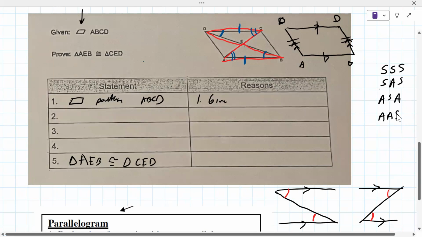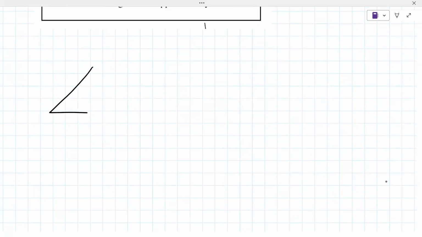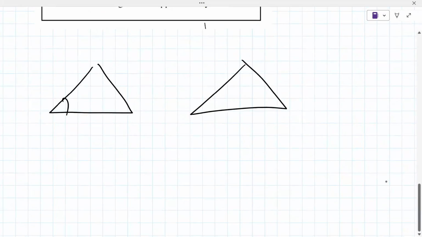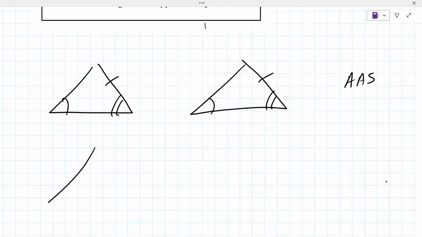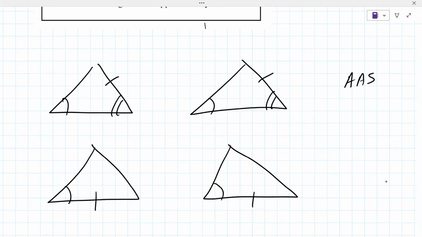I don't know which one to use. Okay, let me come down here. This is angle, angle, side. Let me show you angle, angle, side, angle, angle, angle, side, side. This is angle, angle, side, side, angle, angle, angle, side, angle. I want you to stare at those and then give me a one sentence why they're different, or why one's one thing and why the other's another.